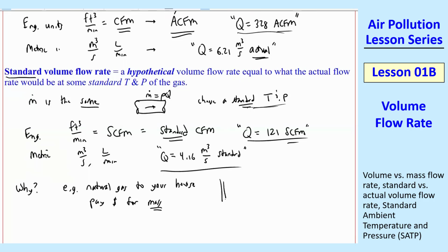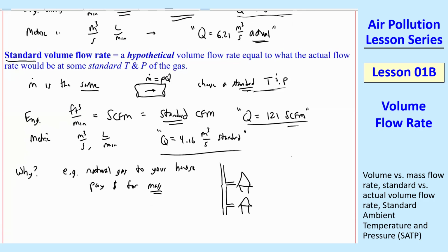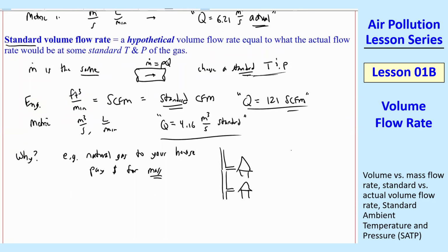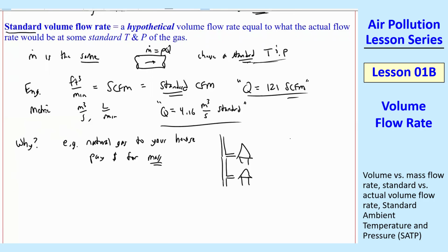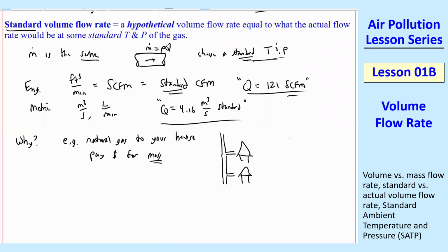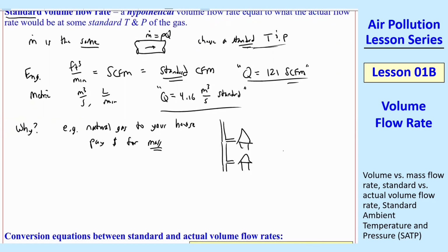So you have this gas line and it branches off to one house and it branches off to other houses. So here's your house, here's your neighbor's house. And if you're on a different portion of the line, your density would be a little different than his, and therefore you would have a different actual flow rate, but you want to pay by mass. So what they do is give you a standard cubic feet per minute or standard meter cubed per second of the flow rate, and then you can actually pay the same amount of dollars for the same amount of gas. Otherwise, it would not be fair.